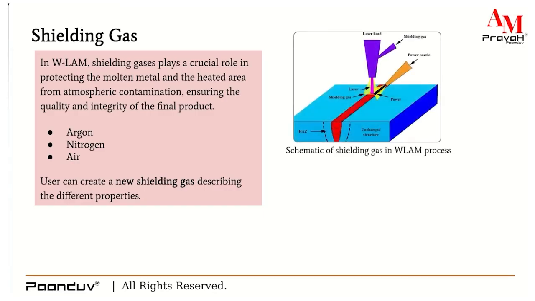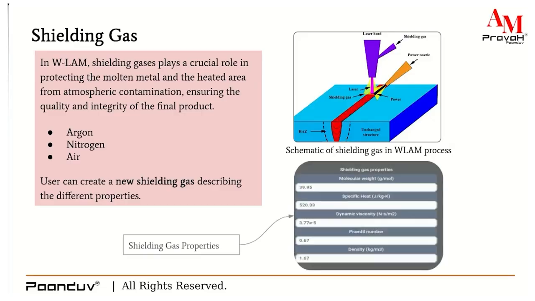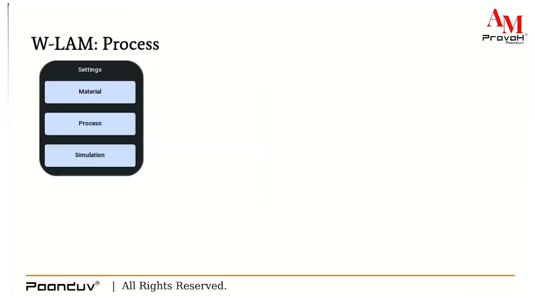And here is the schematic view of the shielding gas in the WLAM process. Then you can see the shielding gas properties which you can specify in case you need to create a new shielding gas: molecular weight, specific heat, dynamic viscosity, Prandtl number, and density. Now moving on, we are coming to the WLAM process.